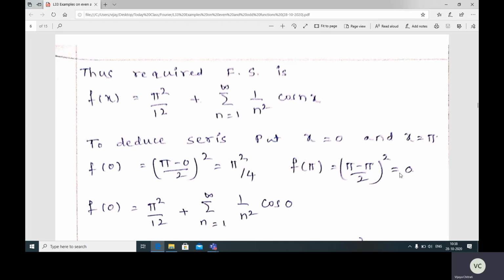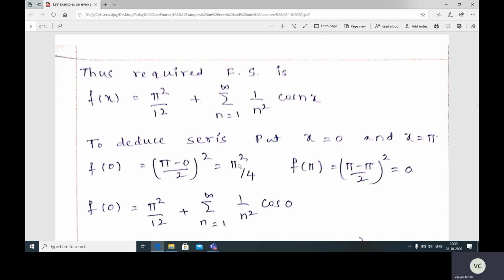Right? Now substitute x equal to 0 and x equal to pi. Let us see what we'll get. Now substitute 0. So f of 0 is (pi minus 0) divided by 2 raised to 2. So pi minus 0 is pi.